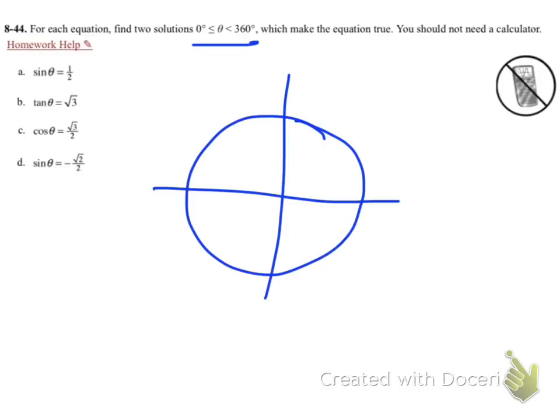The very last problem then, we're taking a look at sine again. So sine is our vertical distance. And this time it is a negative square root of 2 over 2. So if it's negative, that means we're going down. We're going to have two options here.